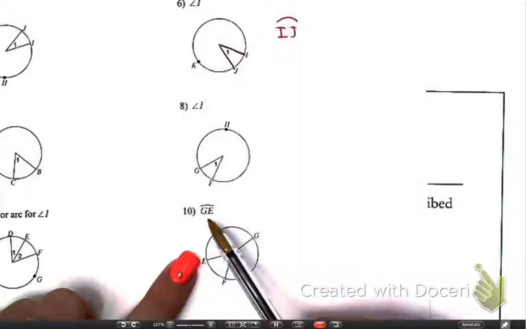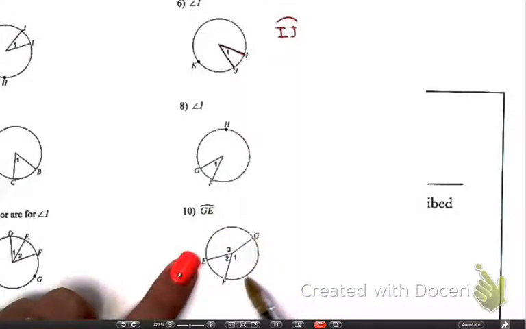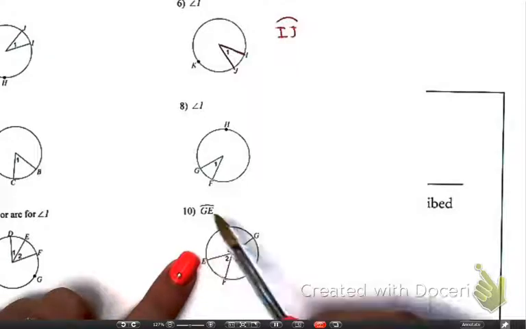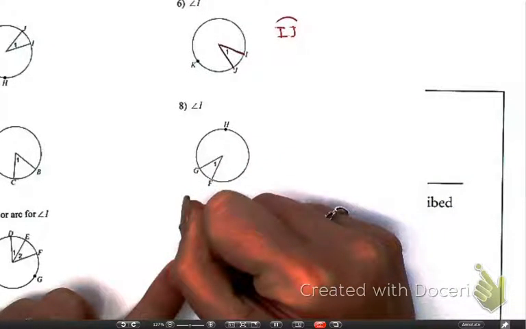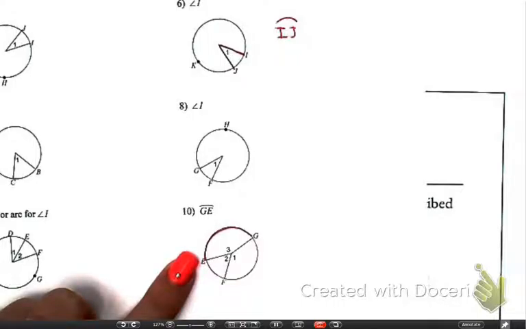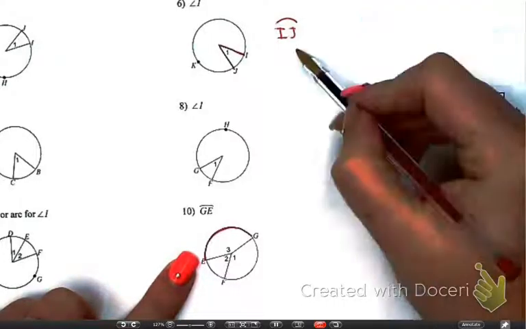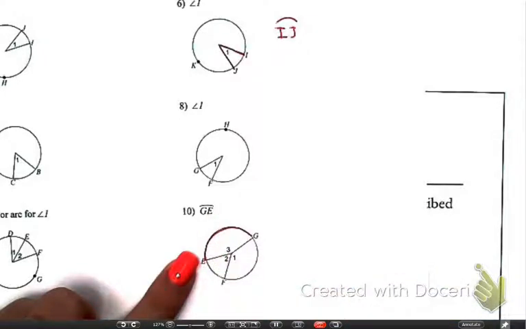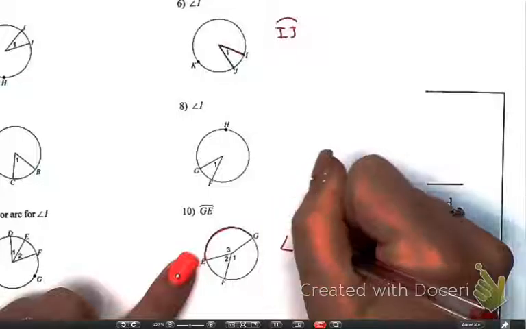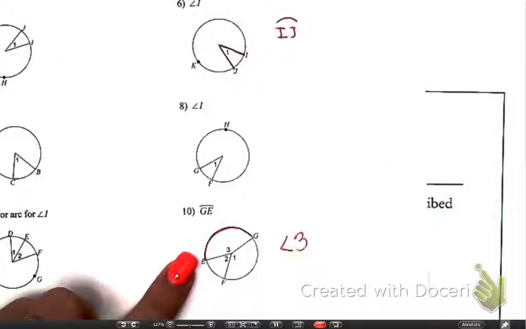So if it said arc GFE, then we would go GFE. But because it's from just G to E, this one's going to go in this direction. So if you can create your own arc, I want you to go clockwise. If it tells you from G to E, you may have to go a different direction. So here's arc G to E, and that creates central angle 3.